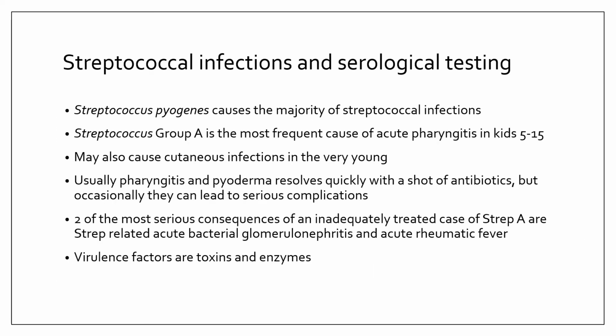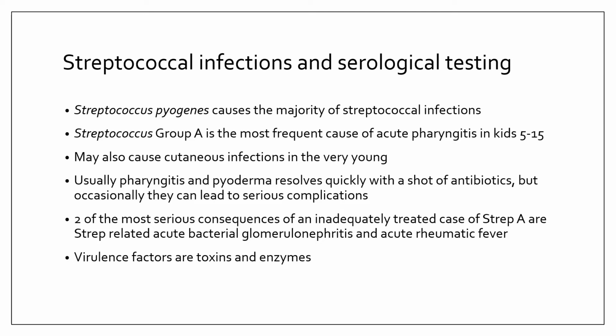Let's take a look at Streptococcus serology. Streptococcal infections and serological testing is what I'm going to cover on this slide. Now, we all know that Streptococcus pyogenes causes the majority of strep infections. Okay? Other less serious strep A infections would include things like scarlet fever and impetigo. Now, Streptococcus group A is the most frequent cause of acute pharyngitis in kids 5 to 15 years old. That's basically strep throat. Now, Streptococcus pyogenes can also cause cutaneous infections in the very young. A cutaneous infection would be something like impetigo.